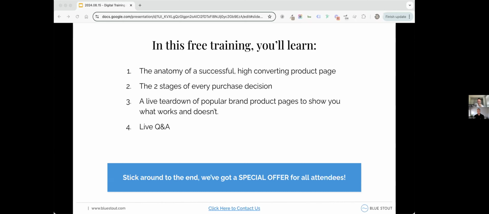So first, let's talk about the anatomy of a high converting product page. We're going to talk about the two stages of every purchase decision. That is the basis of our framework. We're going to do a live teardown, and then we want to leave a little bit of time at the end for some live Q&A. So if you do have questions about the framework, have questions about the sites we've torn down, if you even want us to take a look at your product page, we're happy to do that today as well. We want to try to keep this to within 30 minutes so that we're not eating up your entire day. So let's jump straight into it.